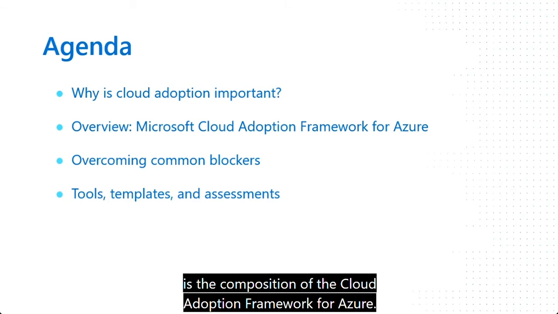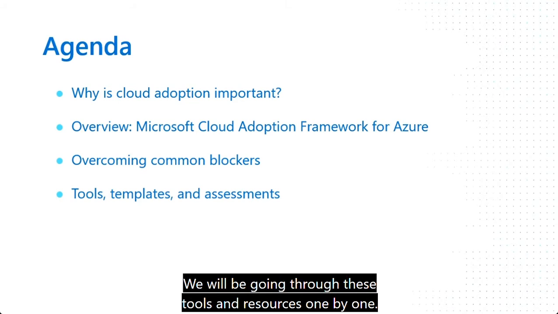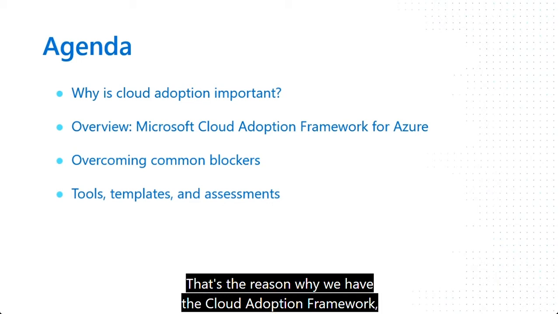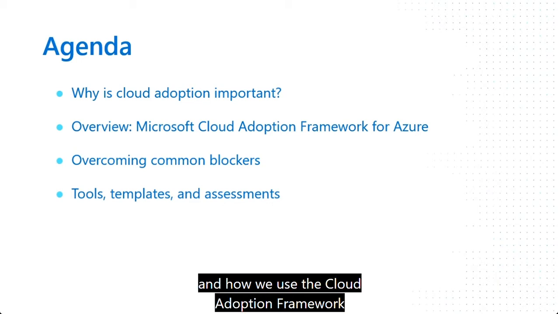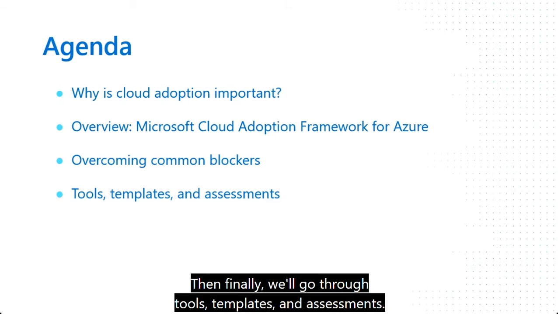Framework for Azure. So there are steps and there is a process, and there are many tools and resources involved in the Cloud Adoption Framework, and we will be going through these tools and resources one by one. We'll also be talking about overcoming some common blockers when we adopt the cloud. That's the reason why we have the Cloud Adoption Framework, and how we use it to overcome these blockers. And then finally, we'll go through tools, templates, and assessments.